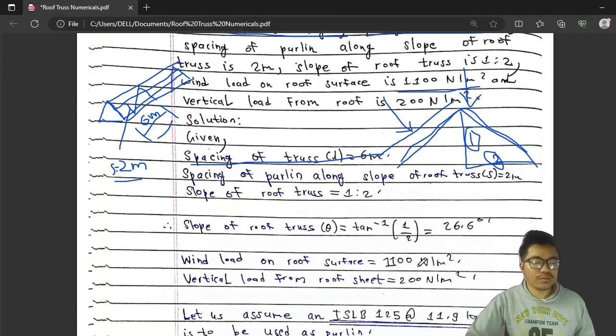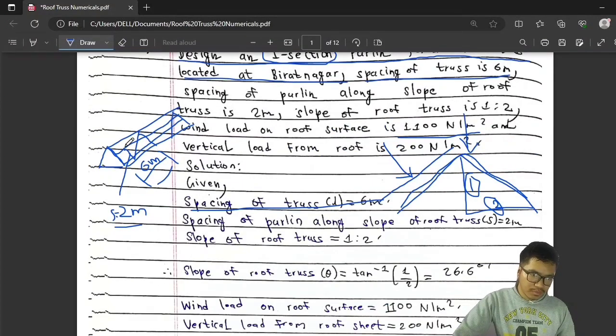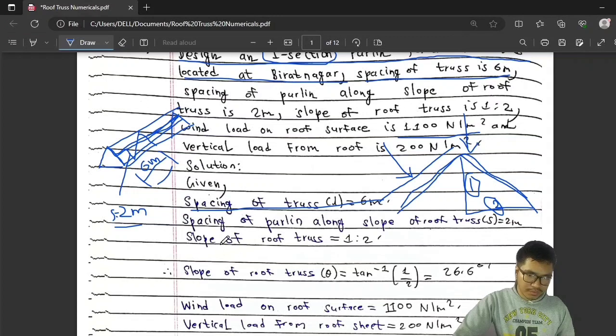In this question we have to assume, there is no hard and fast rule, so we can assume any section, but we should assume it to be more so that it will be safe and we do not need additional trials. So let us assume ISLB 125 at the rate of 11.9 kgf per meter as purlin. This is a purlin, which is a beam made up of I section.